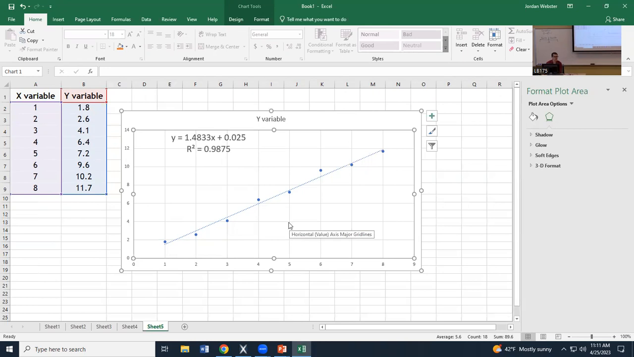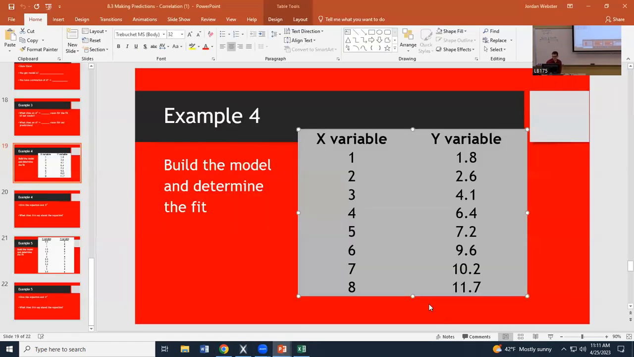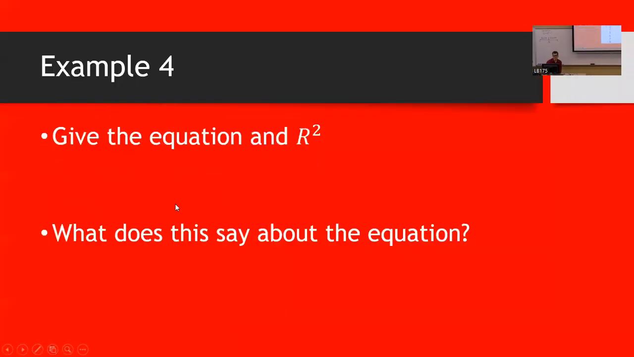Bear with that. So this is an R squared of 0.9875. That means it's a really good fit. And to answer the question that we're asked, what does this say about the equation? Well, it fits really well to the data. The equation fits really well to the data. And if we were going to use this equation to make predictions, they'd probably be fairly accurate. Okay? The higher the R squared, the more accurate we expect our predictions to be.